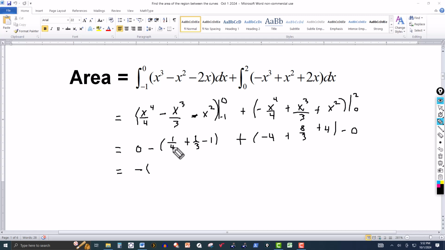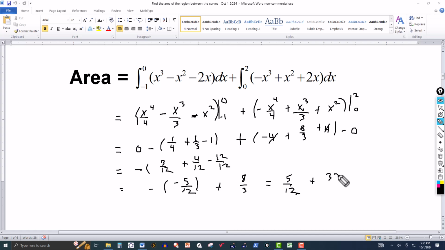Let's get the same denominator here. This will be 3 over 12. Plus 4 over 12. Minus 12 over 12. Just getting the same denominator. Combine this, we get a minus 5 over 12. And then over here, minus 4 and the 4 cancel out. So I get 8/3. Double negative here, I get 5 over 12. And let's get the same denominator here, multiply by 4. So this will give me 32 over 12.